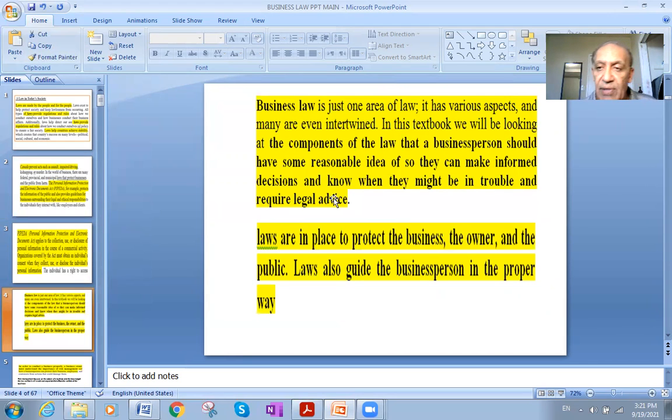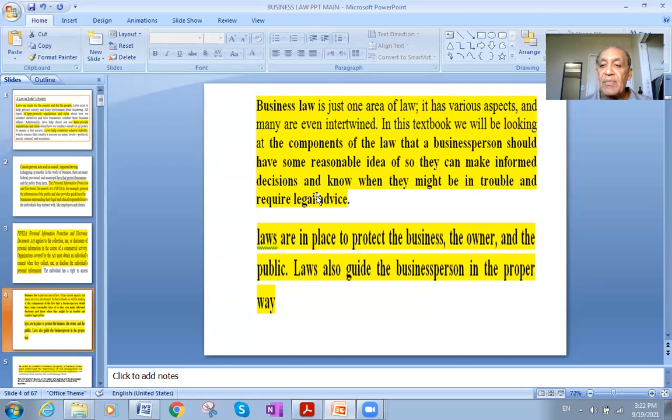What do we mean by business law? Business law is just one area of law. It is one area because we have many laws, like tort law, private law, common law. Business law is one of them. It has various aspects and many are even intertwined. In this textbook, we will be looking at the components of the law that a business person should have some reasonable idea of, so they can make informed decisions.